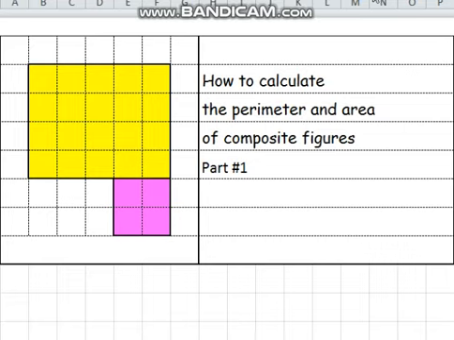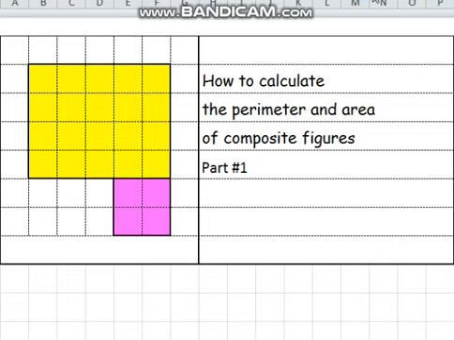Hello students, in this video I want to teach you how to calculate the perimeter and area of composite figures. Last time we learned how to calculate the perimeter and area of squares and rectangles. We can use that knowledge and apply it to these composite figures also. So let's review how to do the areas and perimeters of squares and rectangles, and then we combine them together for the composite figures.